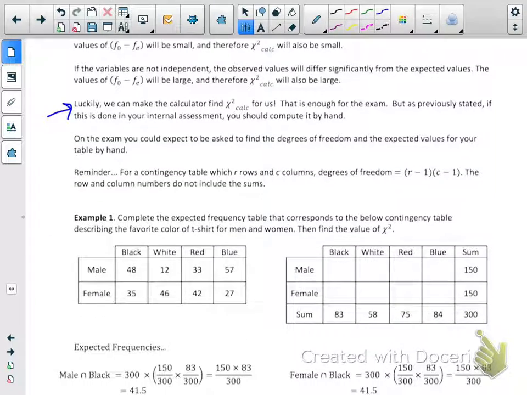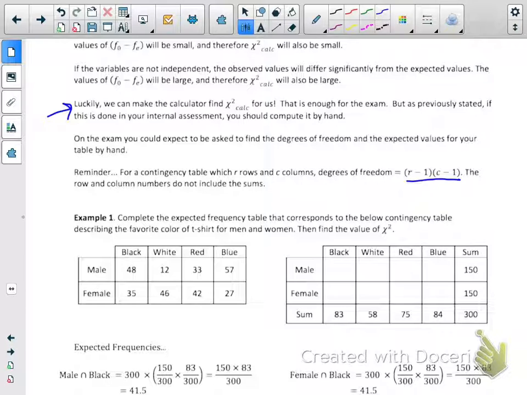The contingency tables, remember, you are going to have to find your degrees of freedom for that. So that's going to be your rows minus 1 times your columns minus 1. And make sure you're not including those sums in those tables if they do give you the sums. So, an example here to go through by hand to see how this works, and be glad the calculator does it for you.